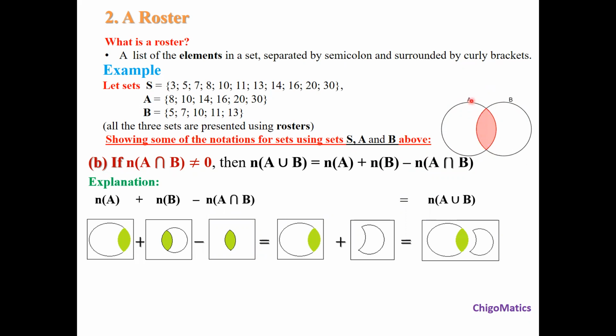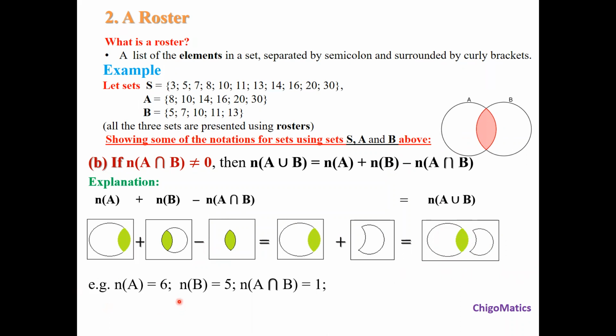The idea is that elements in a set are not supposed to be repeated. So there's no way we can add B and take the intersection again. We should then remove this part so that we end up with the intersection being included in A, but not in B.